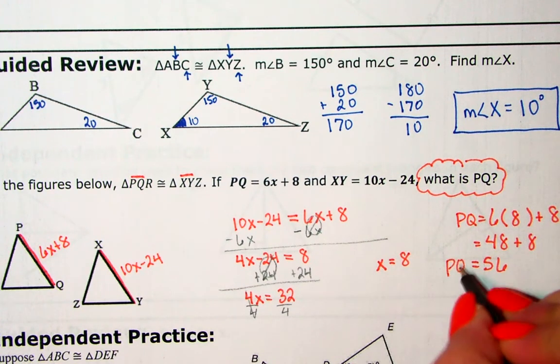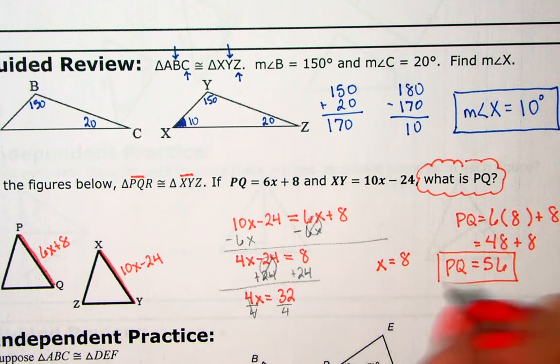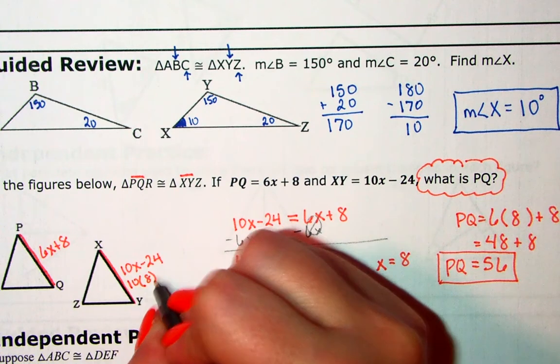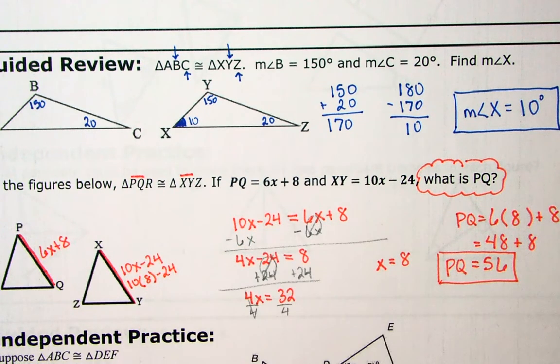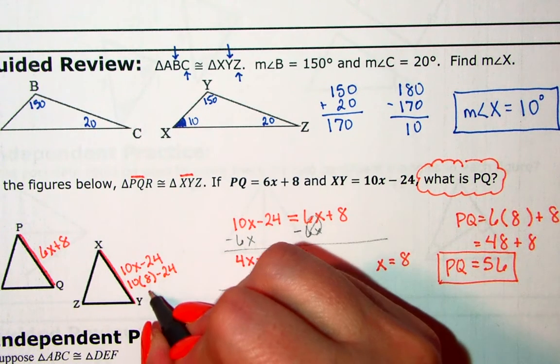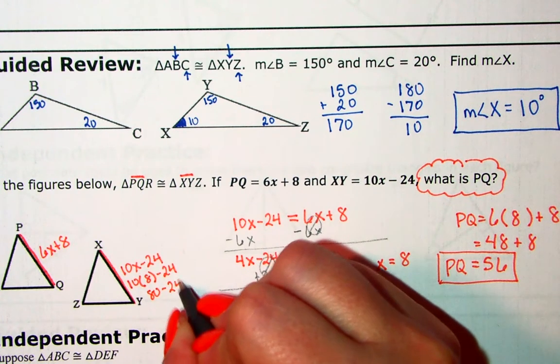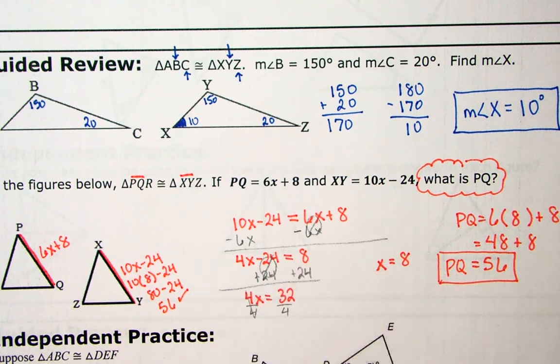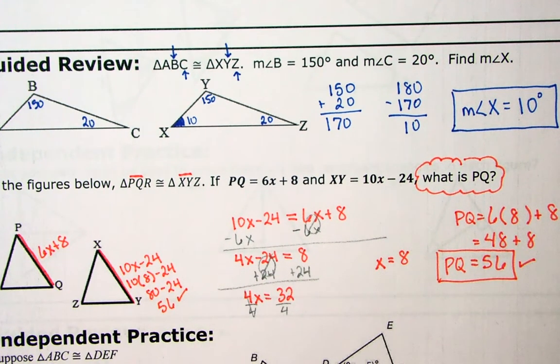Okay, if we want to check our answer, which is always good to do, we could also plug it in here, and I could do 10 times 8 minus 24 and check that. Okay, if I do 80 minus 24, that's going to give me 56. And they are supposed to be equal, so that works out. PQ is 56. Okay.